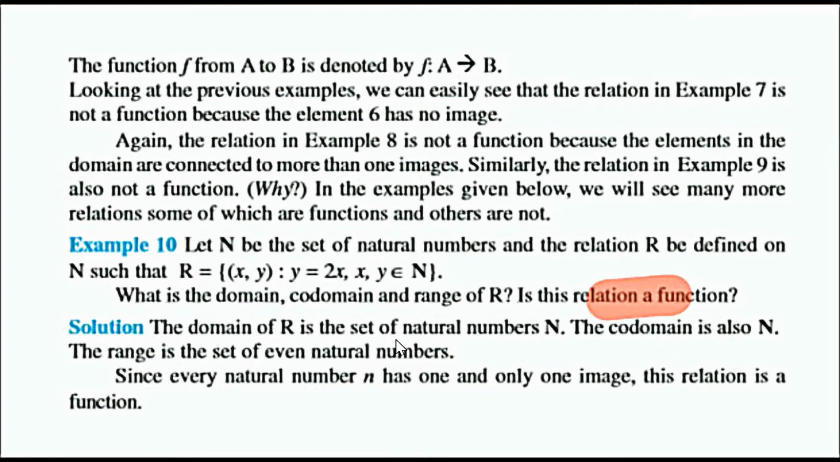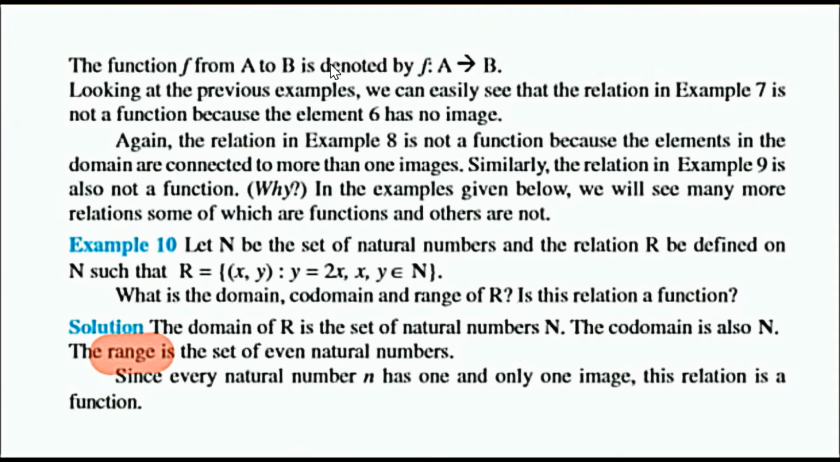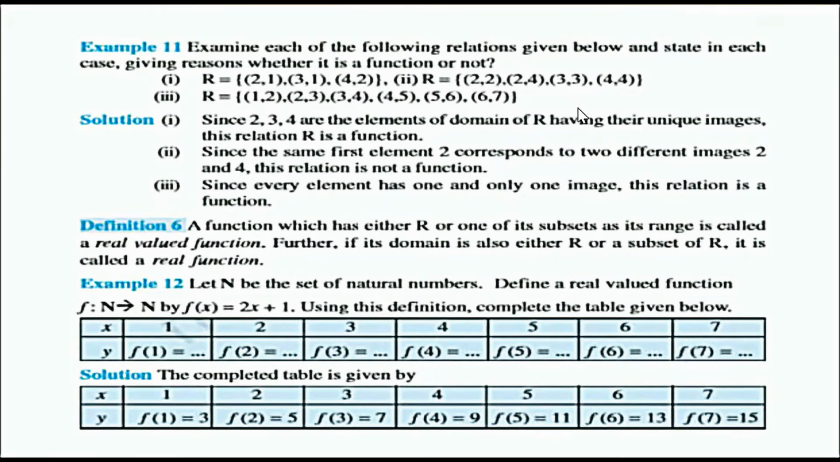The domain of R is the set of natural numbers, as it is given. You can give any value for x. The codomain is again the natural numbers N, but the range is what? See, it is multiplied by 2, so the values which come will only be even numbers. So the range is the even natural numbers. And since every natural number has one and only one image, can you imagine any value which gives you two images? No. So this relation is a function.